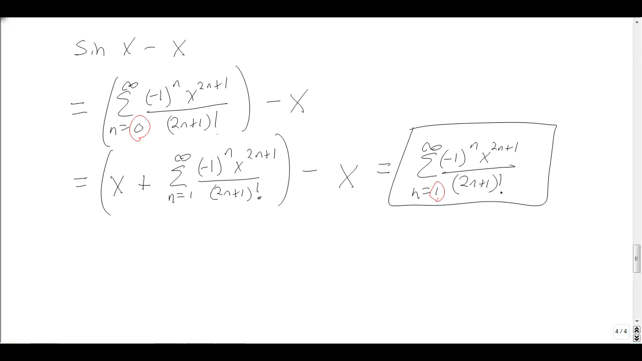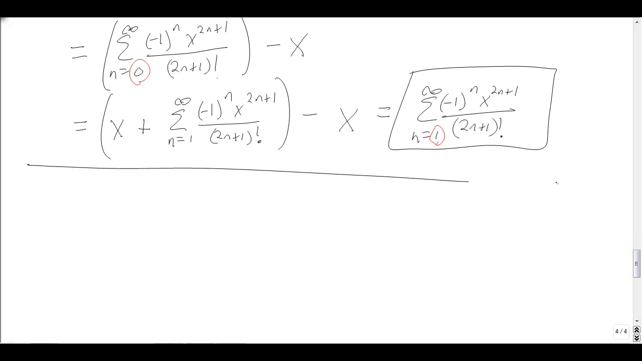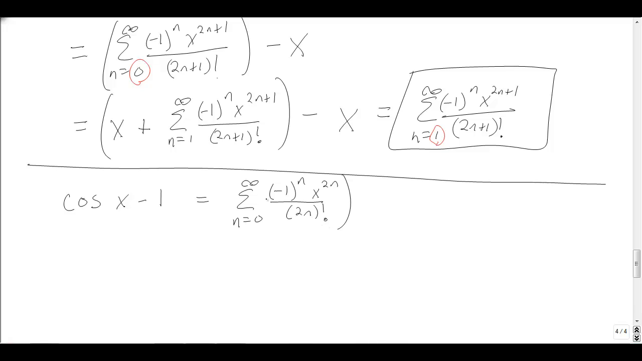Next one. Cosine x minus 1. This is going to be very similar here. So if I do cosine x minus 1, cosine x is the sum n equals 0 to infinity, negative 1 to the n, x to the 2n over 2n factorial. So that's my series for cosine x, minus 1. And this minus 1, it's a degree 0 term. Note that's going to be n equals 0 for the cosine x. Notice x to the 2n, with sine it was x to the 2n plus 1, so it's a little bit different. Very similar, though.